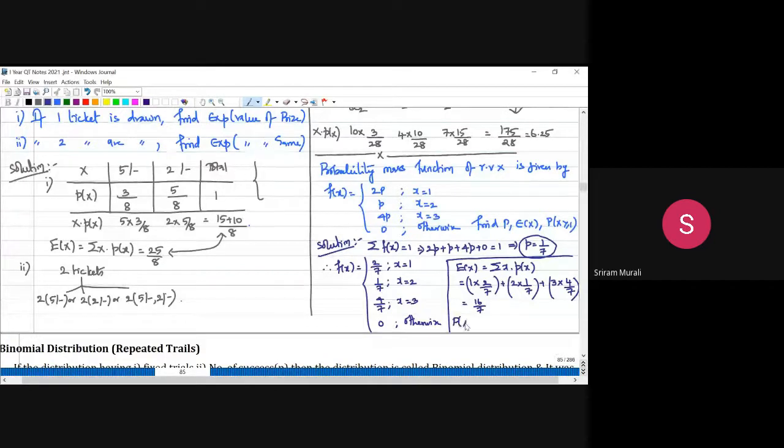Probability of x is greater than 1. What does it mean? It is f of 2 and f of 3. What is f of 2? 1 by 7, plus what is f of 3? 4 by 7. Therefore, the answer is 5 by 7. Have you understood? Sir, they have asked P of x greater than or equal to 1. Greater than or equal to 1. Okay, so if it is greater than 1, I have to take equal to 1 also, that's all.